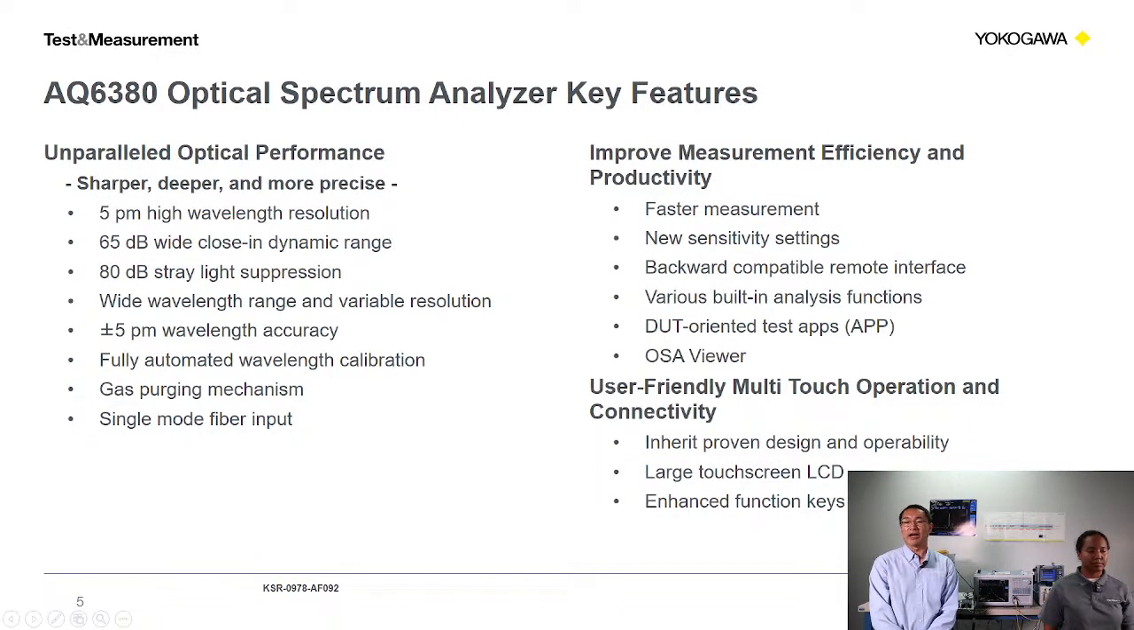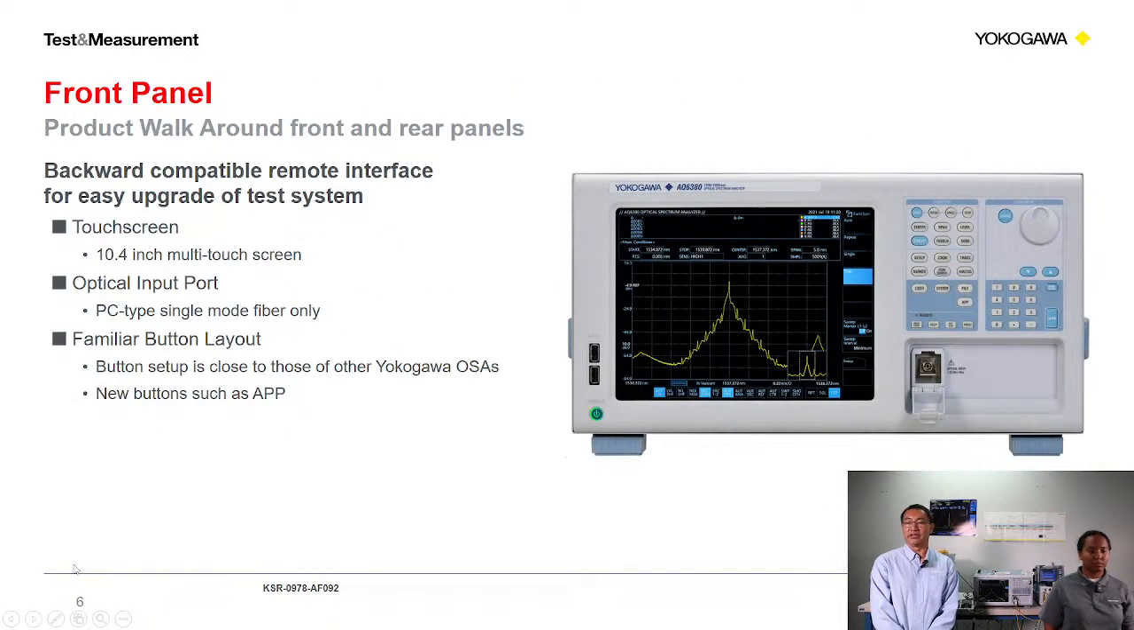So we're going to talk about a few key features today. As I mentioned, one of the key things we want to show off is the 5 picometer resolution. We also have excellent 65 dB of dynamic range. We'll also talk about the 5 picometer of wavelength accuracy as well, comparing that to a wavelength meter. So we'll move on to the next screen to share the introduction of the front panel and hardware with you.